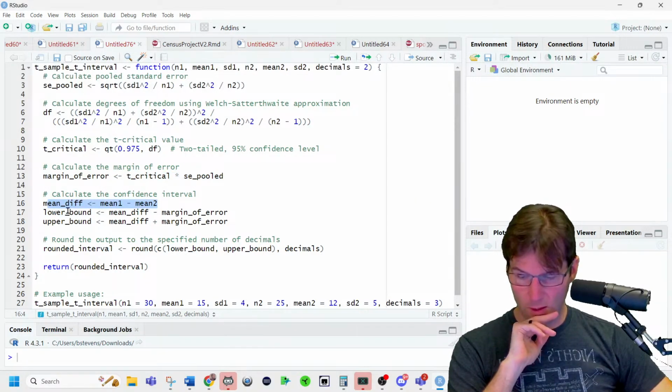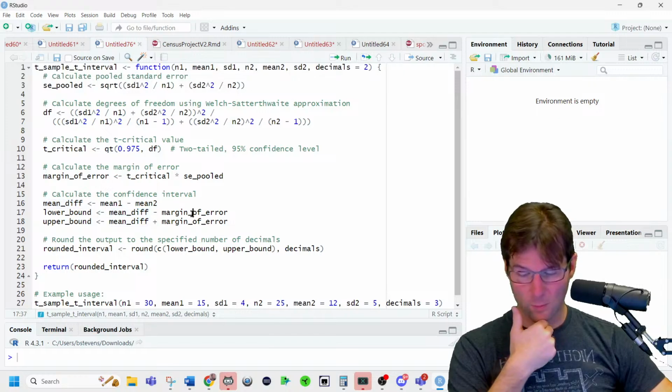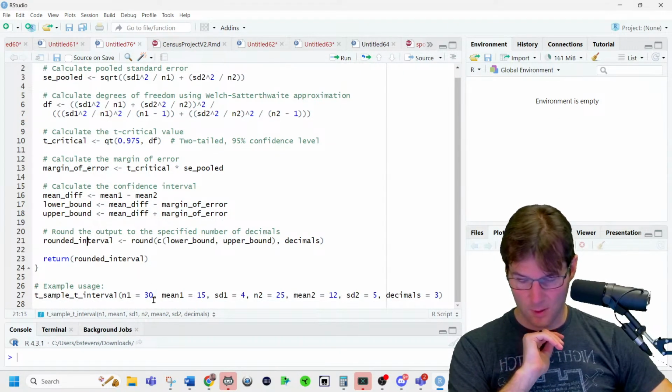Calculate the difference right here. The lower bound is the mean difference minus the margin of error. The upper bound's this. Round it to a certain amount. And here's an example of the output.